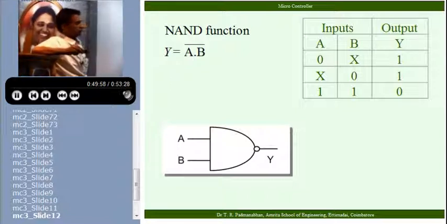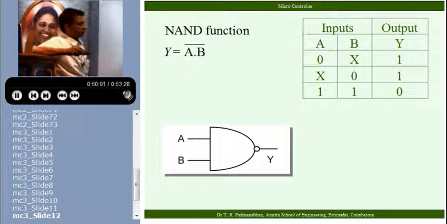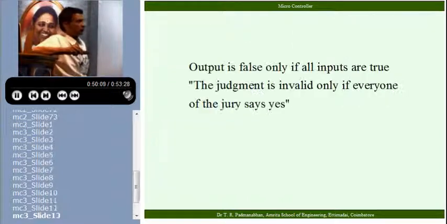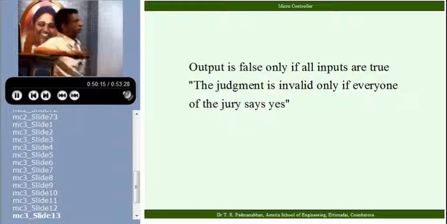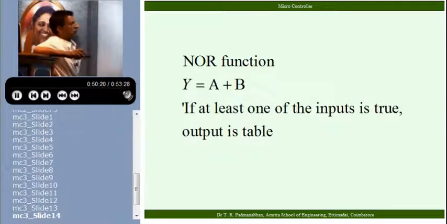That's the truth table. You can see here, again this is a statement of importance. Output is 0 only if both inputs are 1. Otherwise, output is 1. The judgment is invalid only if every one of the jury says yes.